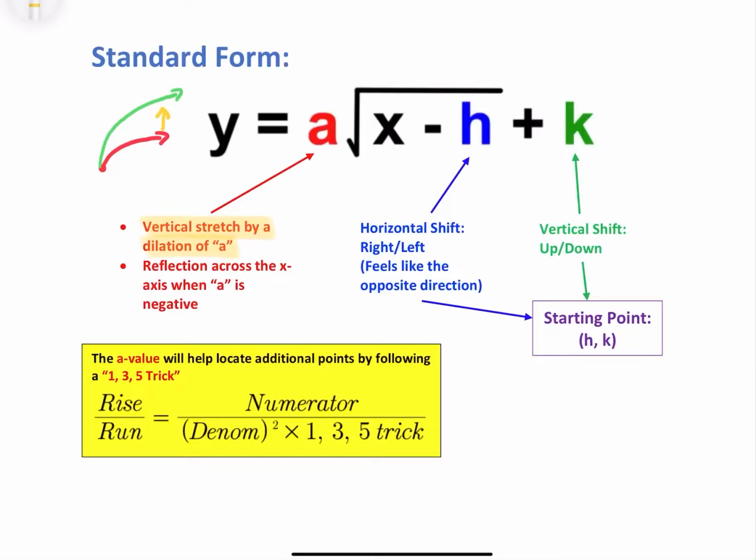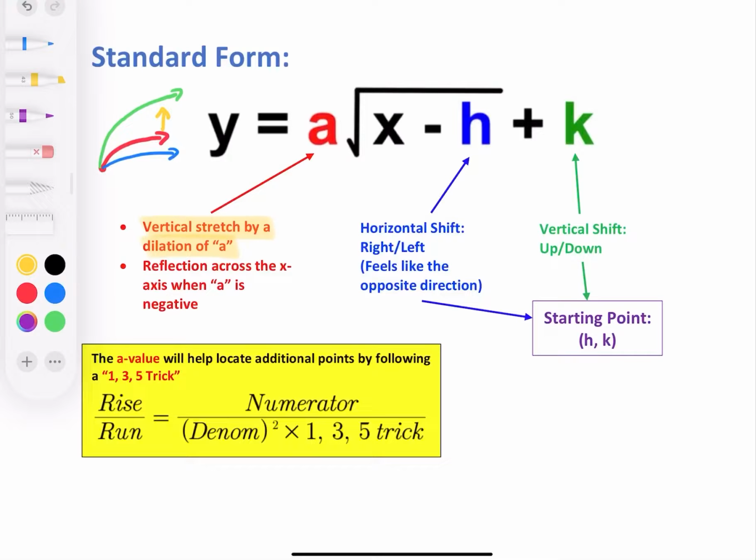We're stretching it out. Now, if we have an a value that's between 0 and 1, well, that means it's getting squashed. It's a compression. So we're kind of flattening it downwards. Now, that's pretty much what our a value does in terms of the vertical stretch.